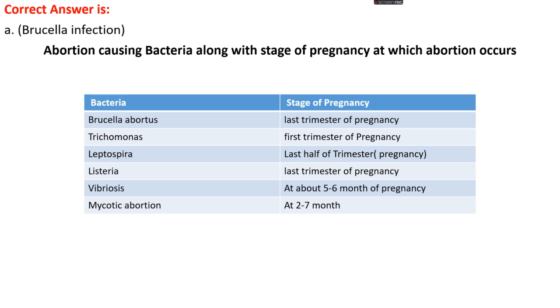If we see the abortion-causing bacteria along with the stage of pregnancy at which abortion occurs, then Brucella abortus causes abortion in the last trimester of pregnancy, while Trichomonas infection causes abortion in the first trimester, while Leptospira infection causes abortion in the last half of pregnancy. Listeria also causes abortion in the last trimester, and vibriosis causes abortion at about 5 to 6 months of pregnancy. While mycotic, that is fungal, infections cause abortion at 2 to 7 months of pregnancy.